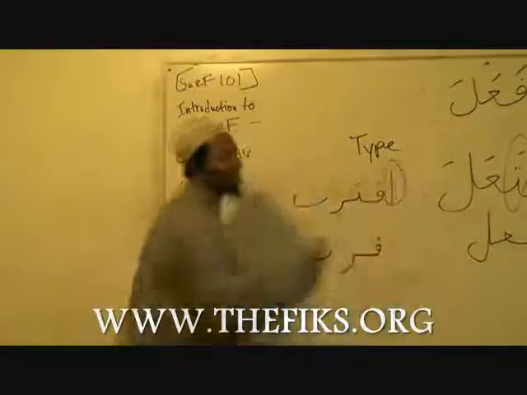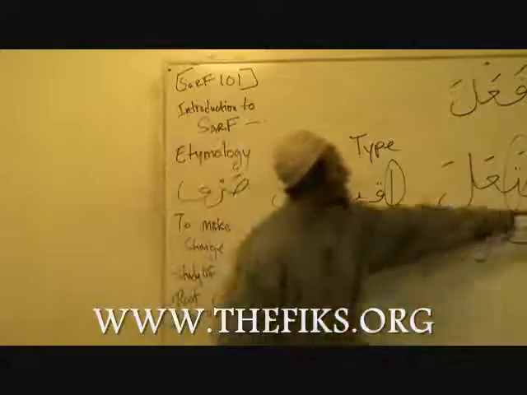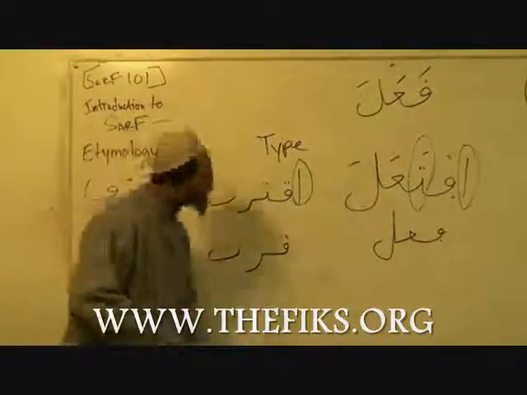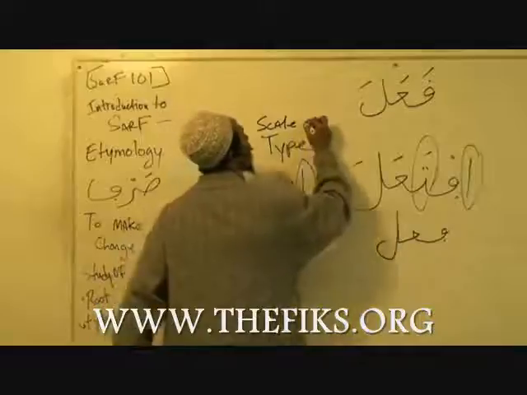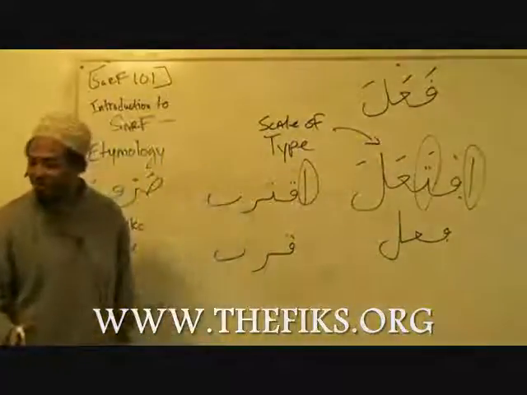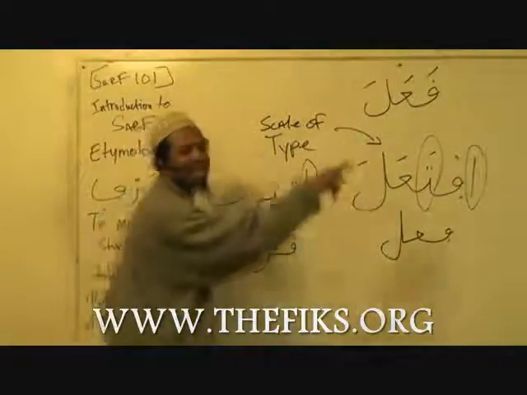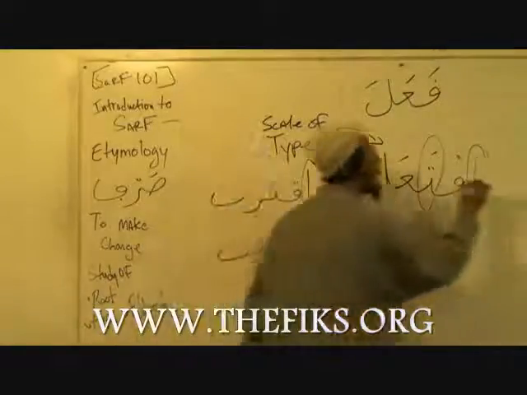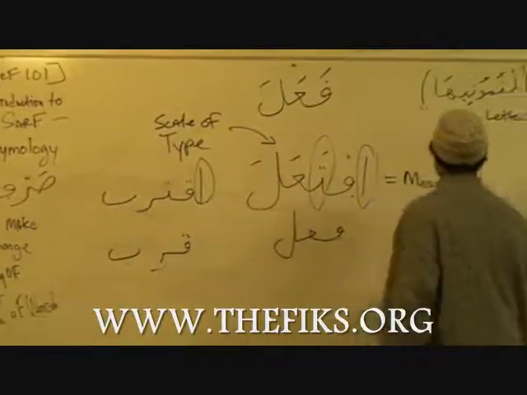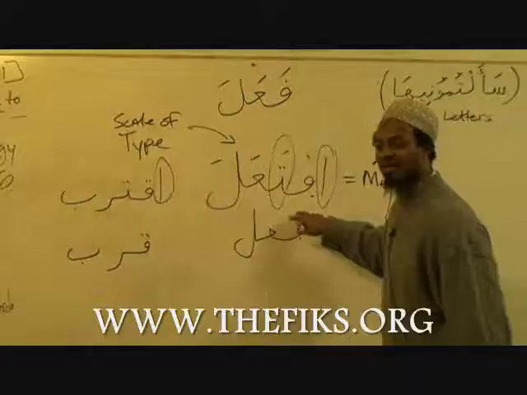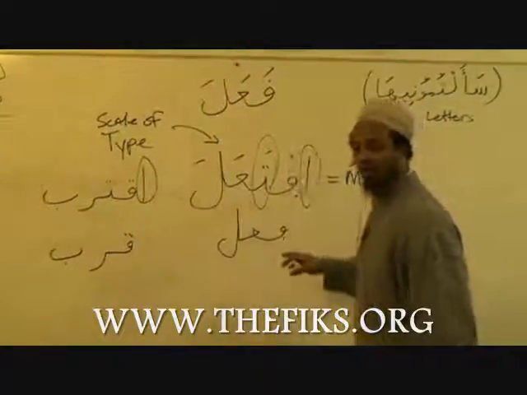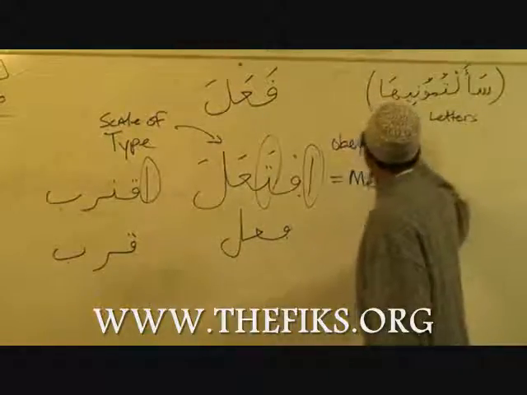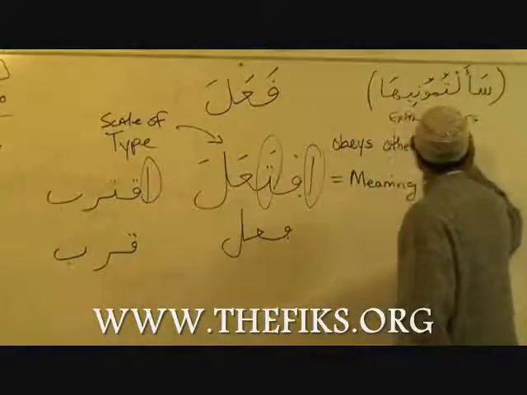Why is that the root? Because alif is, look guys, it's this simple. It's on the scale of ifta'ala. When we say that, we're saying it's on the scale of ifta'ala. It's the type. When we say scale, we mean the type. That's the type of word it is. Ifta'ala. Because ifta'ala has its own meaning. What does ifta'ala mean? This is a word that obeys other root words.